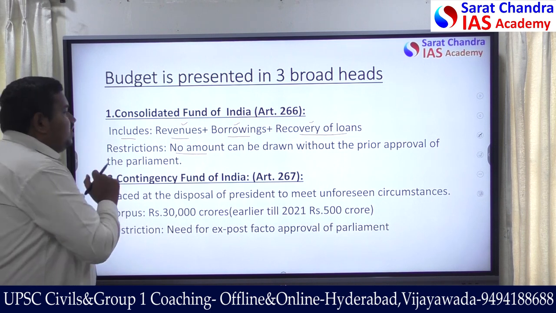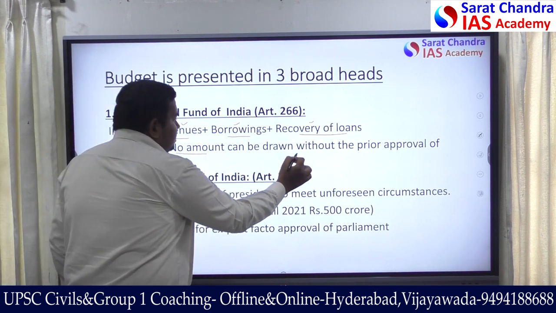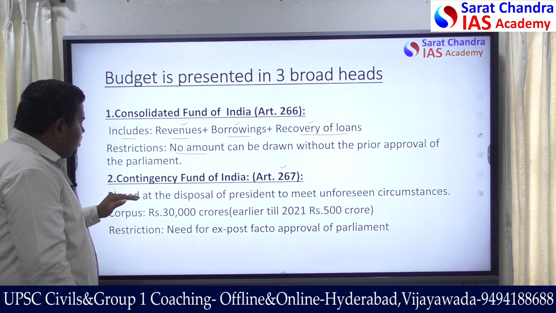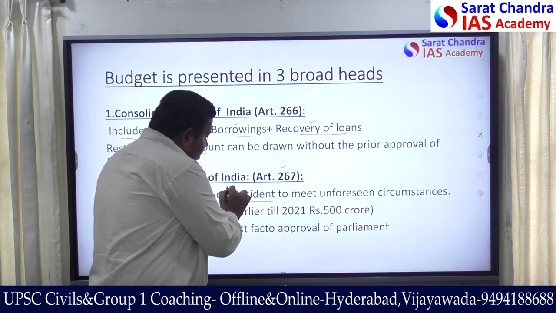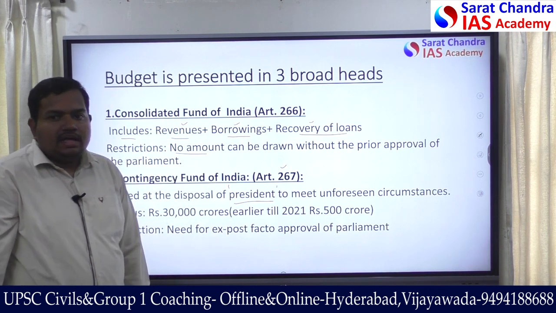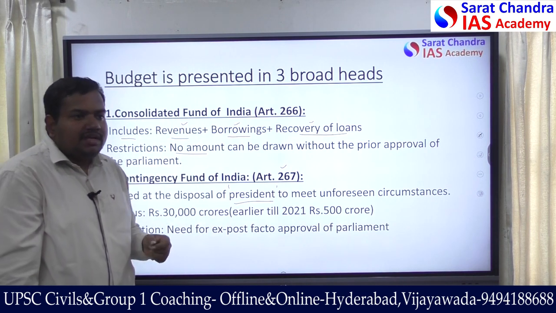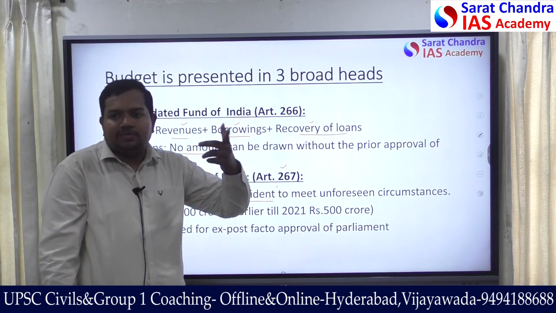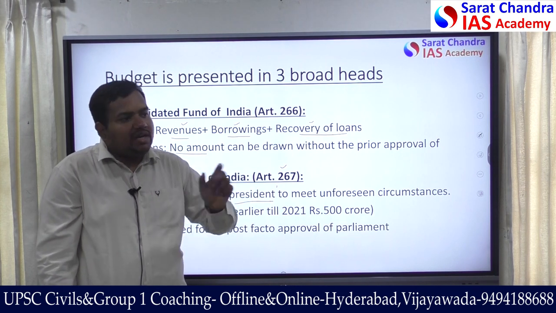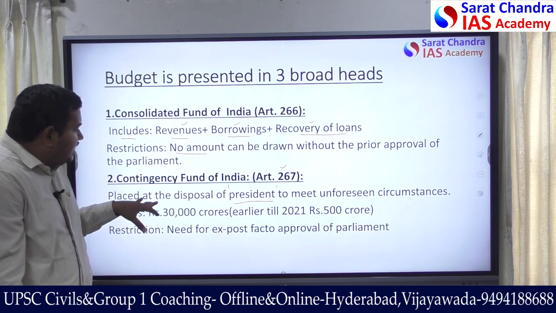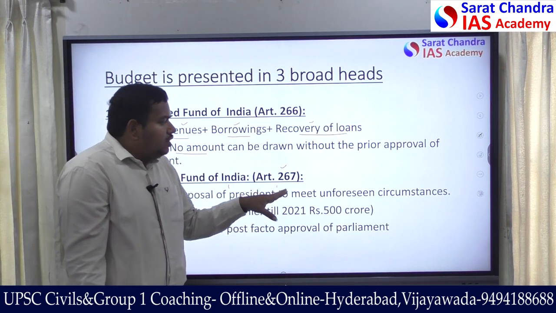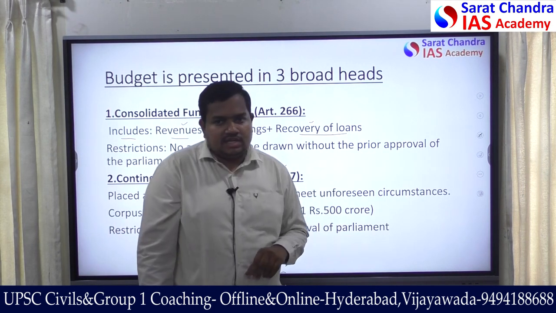Next, Contingency Fund of India, Article 267. It is placed at the disposal of the president. You have to remember this, president. In general, in prelims, what can be asked? Instead of president, they can give finance ministry, or they can give prime minister. You need to remember, the Contingency Fund of India is at the disposal of the president to meet unforeseen circumstances.